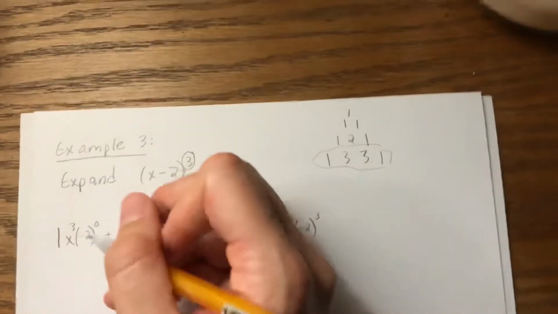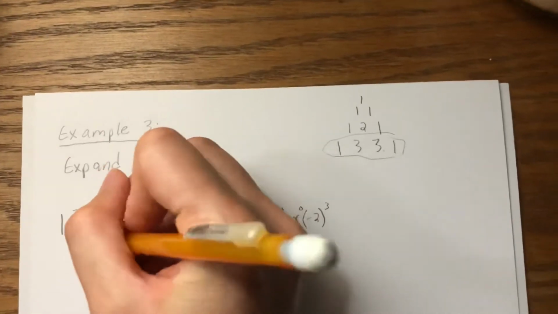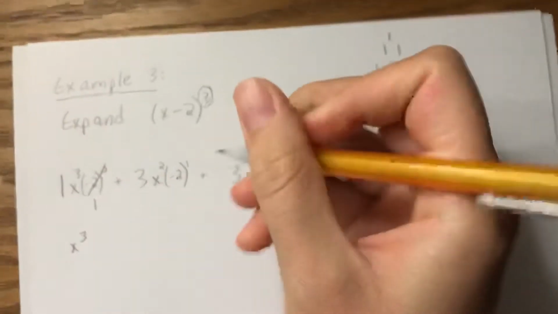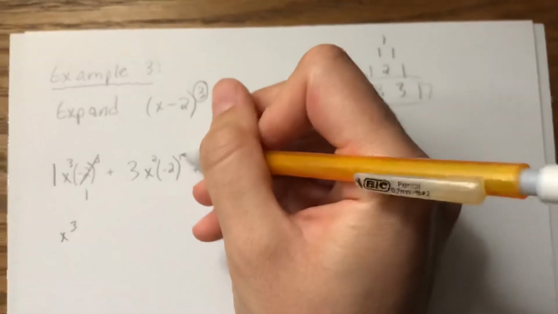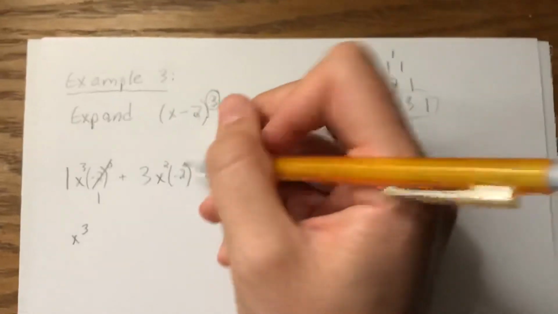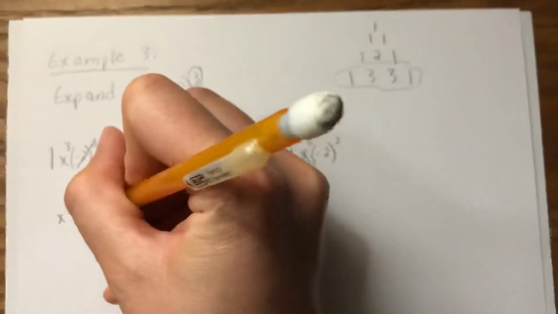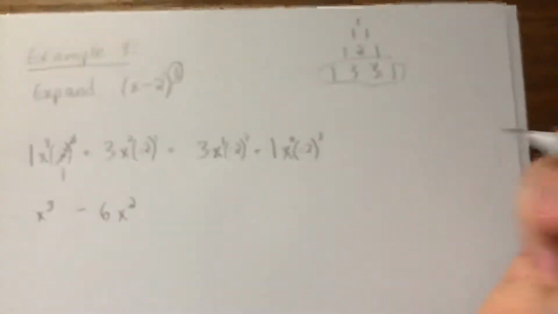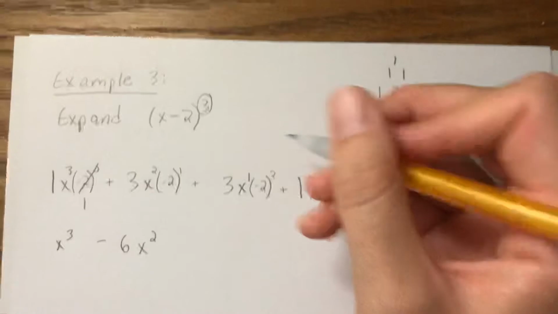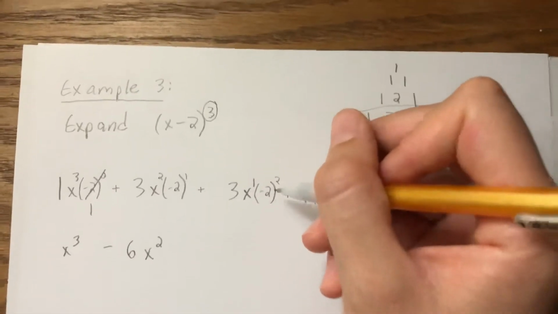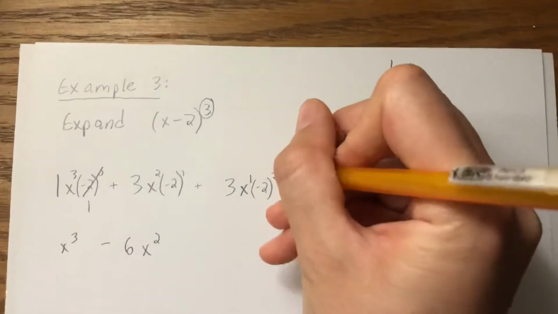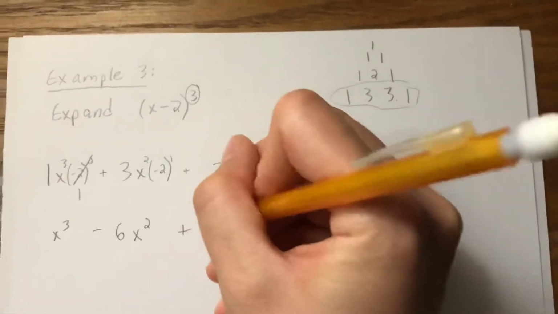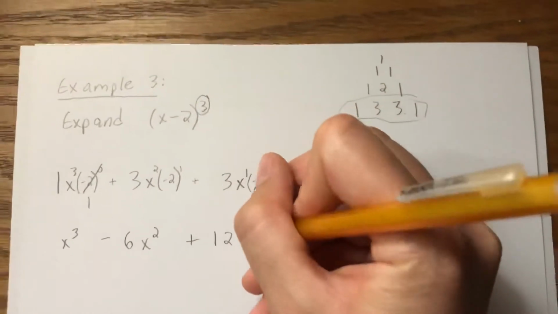Okay. On this one, anything to the 0 power is a 1. 1 times 1 is 1, so that's just x cubed. On this one, -2 to the first power is -2, and then -2 times 3 is -6x squared. So that one actually just became negative. This one, -2 squared is -2 times -2, which is actually +4. 4 times 3 is 12. And x to the first is just x.